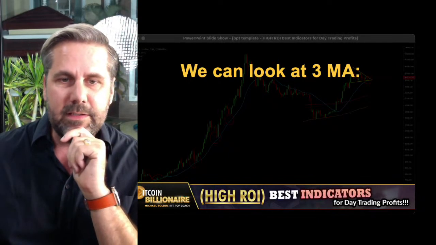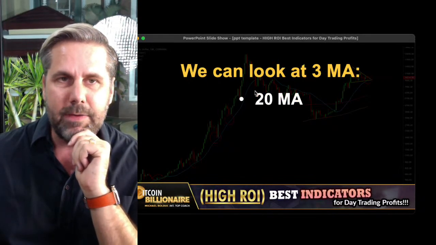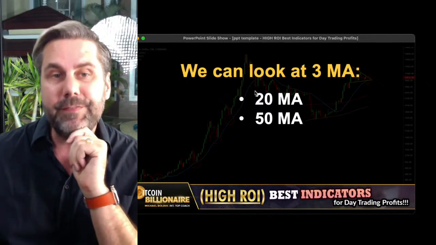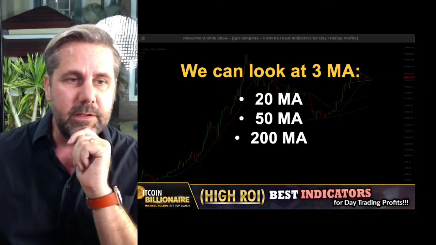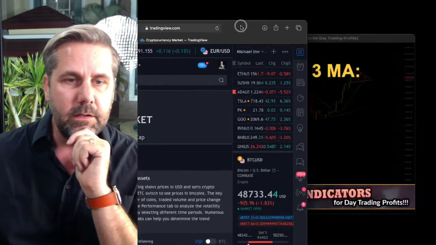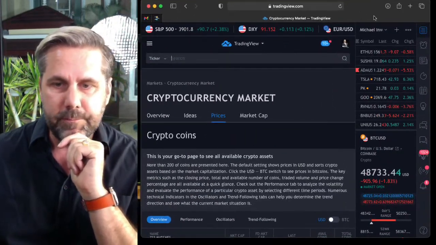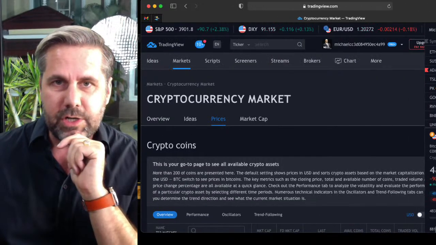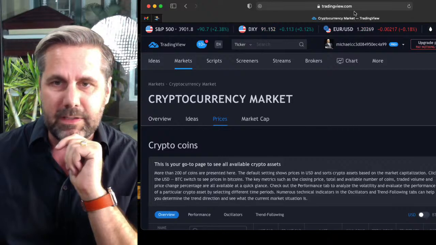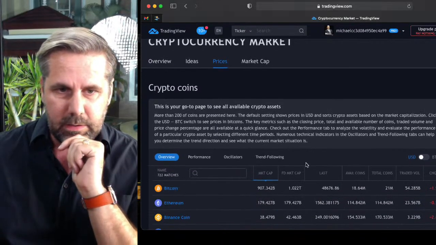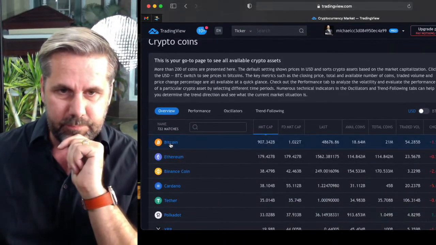Okay, let's look at 3 today. First one is the 20 MA. Second one is the 50 MA, and then the 200 MA. So I will have to bring up the chart. Now, if you don't know how to use charts, I do recommend that you go to tradingview.com. You can even download the apps. So let's look at Bitcoin.